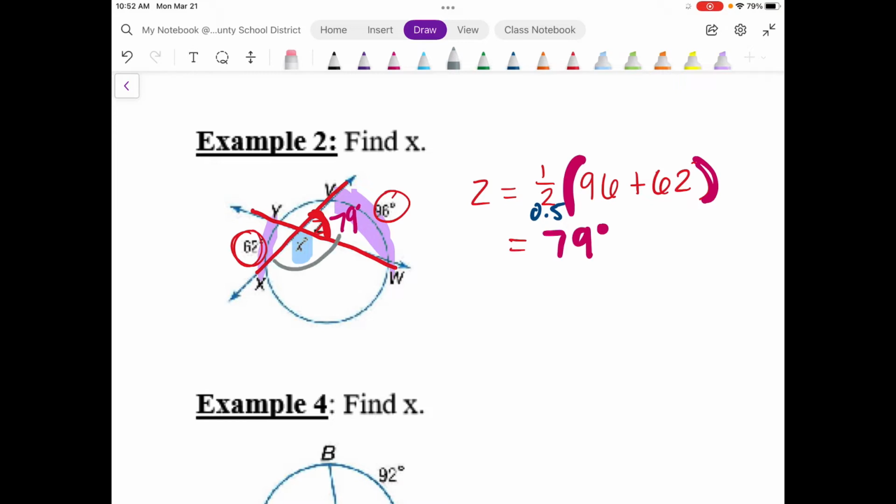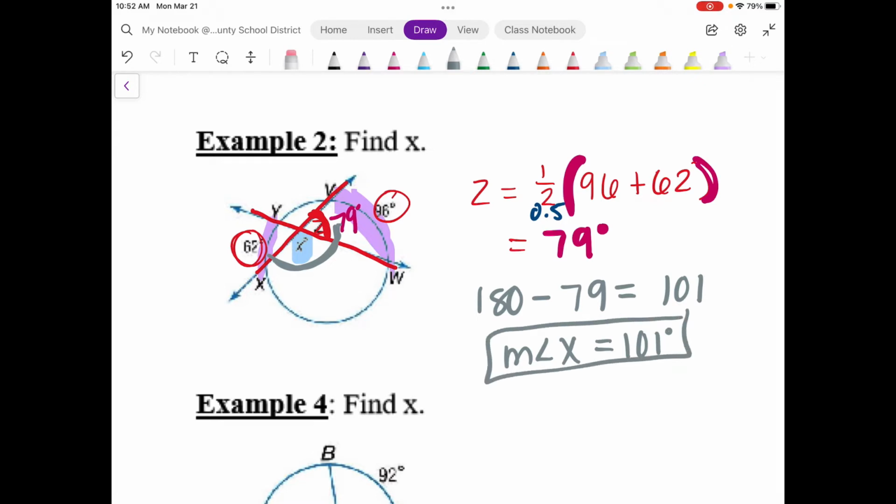So 79 and X are a linear pair. So I can figure out what X is by subtracting from 180. If I do 180 minus 79, I get 101. So the measure of angle X in this case is 101 degrees. Again, I went ahead and used the other angle to help me find angle X. You could figure it out another way.